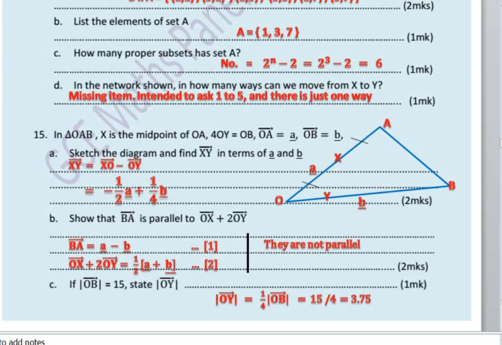Note, it's not all the time that when a question says show that something is parallel, it actually is parallel. At times it says show that they are parallel when they are not parallel at all.